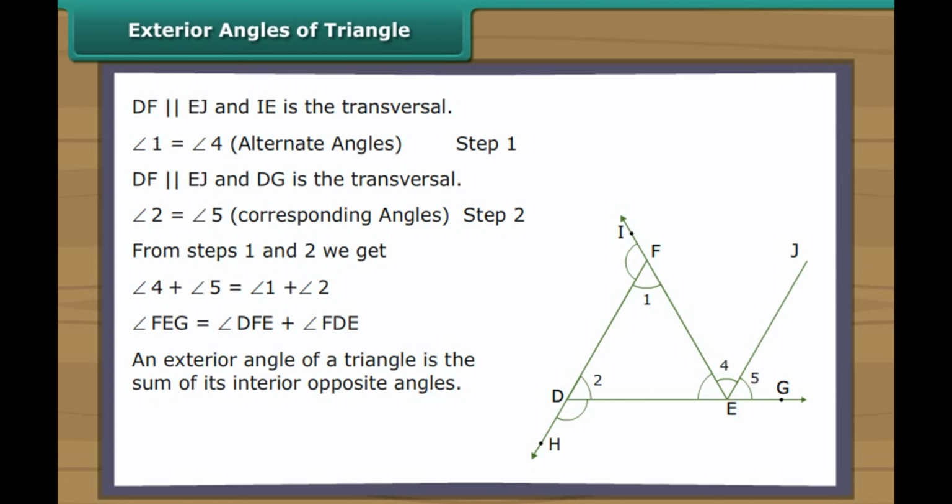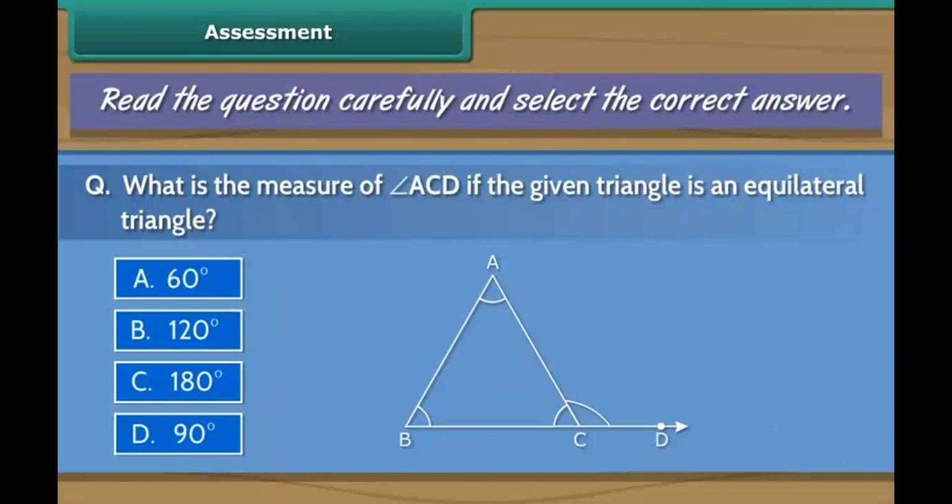Therefore, an exterior angle of a triangle is the sum of its interior opposite angles. Similarly, exterior angle EDH is equal to angle DFE plus angle DEF, and exterior angle DFI is equal to angle FDE plus angle DEF.